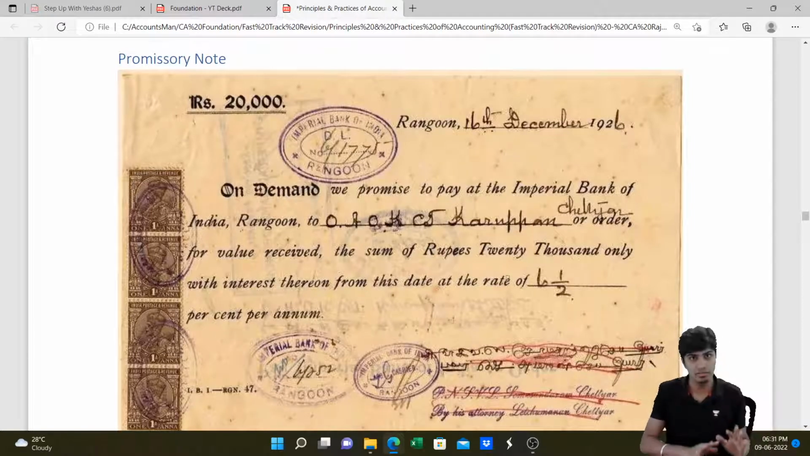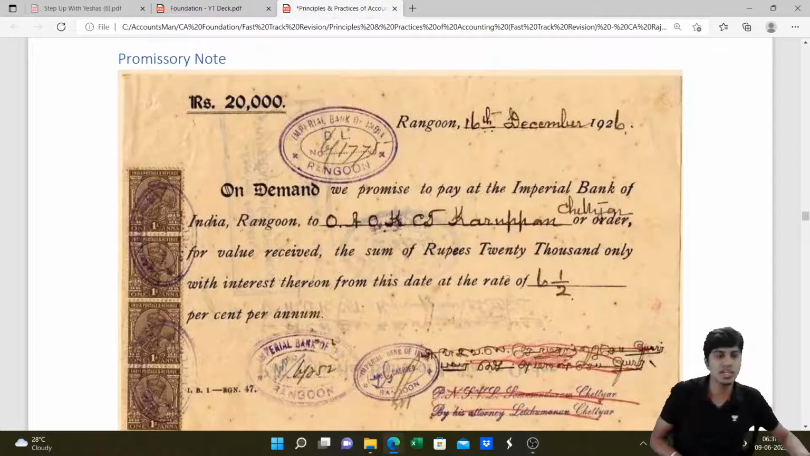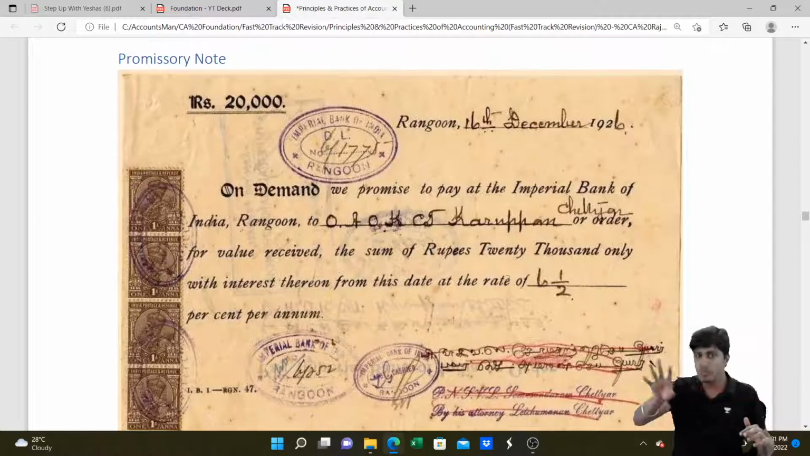He should only sign. Only sign. That is a bill of exchange. You get this? Now with regard to promissory note, I am going to order him, hey, you would have to sign. He said, no, don't make me order. I will only make a promise.